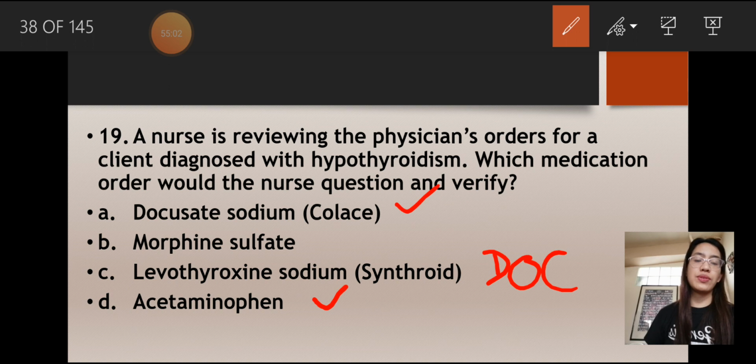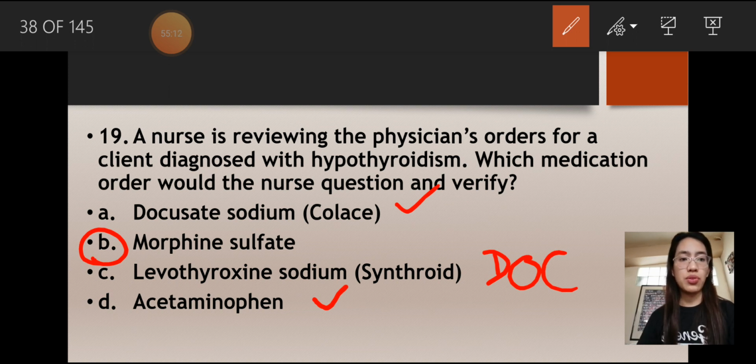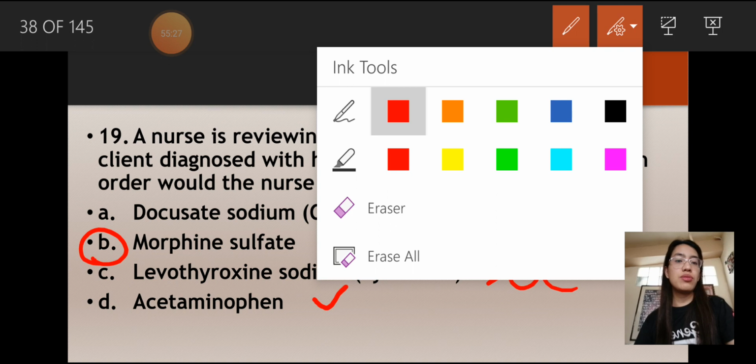Okay? Ano ang bawal? Morphine sulfate. Because as we know, when we speak about morphine sulfate or narcotics, this can cause respiratory depression. So kung hypo na yung patient, tapos nagtitake pa ng morphine sulfate, baka mag-slow down pa lalo yung kanyang respiration. Baka magkaroon ng respiratory arrest yung ating pasyente. Okay? So, 19, you would question the use of morphine sulfate. 20.